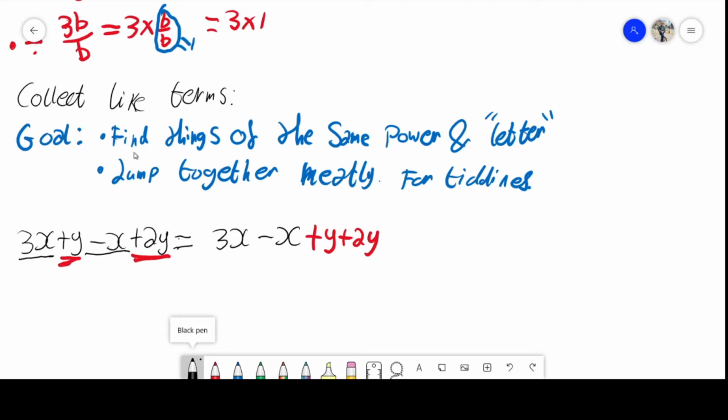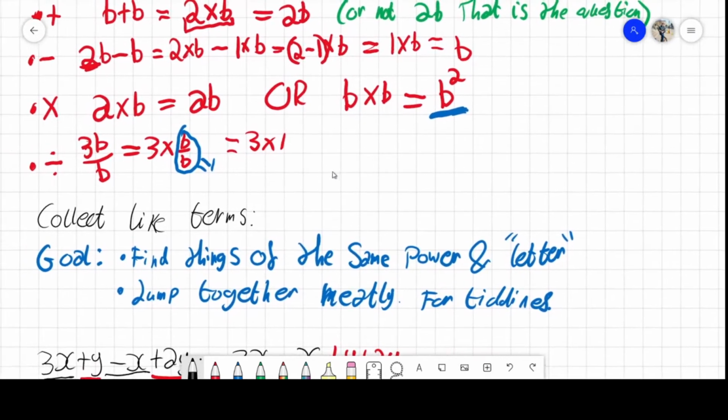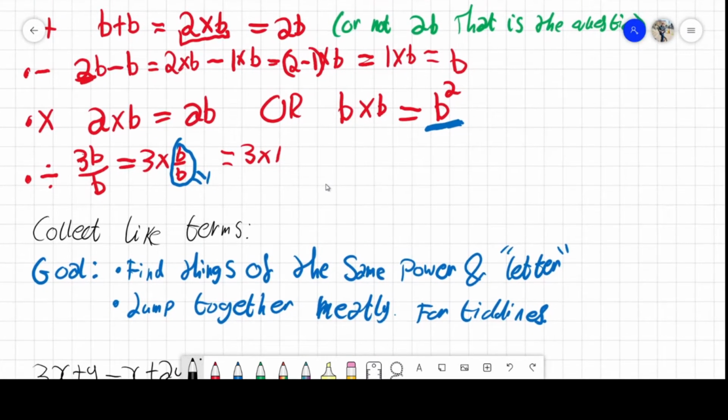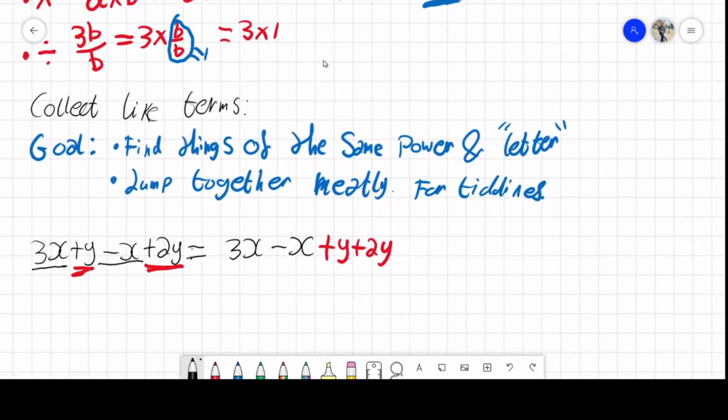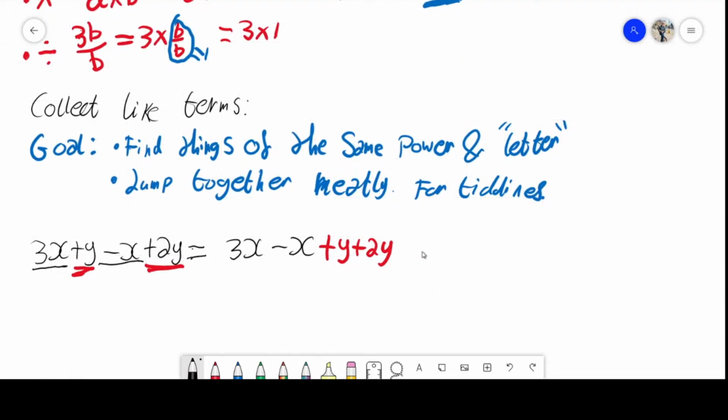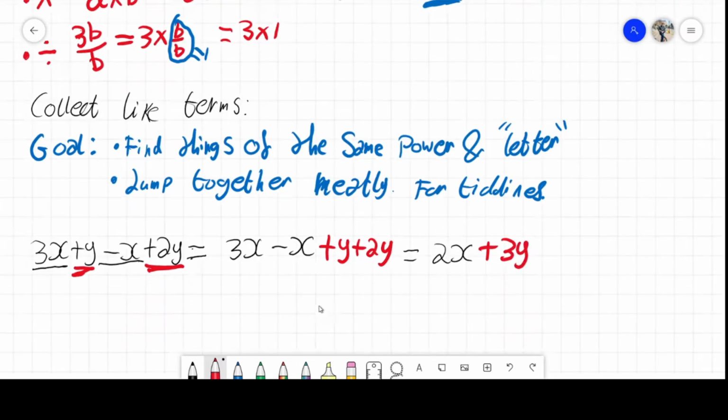So, using the rules that we've established upstairs here, I now know that I can add all of these, and I can subtract them if needs be. And so I'm going to apply those rules, and so then this is going to be equal to 2x plus 3y. And hopefully you can see how and why it is that I've done this.